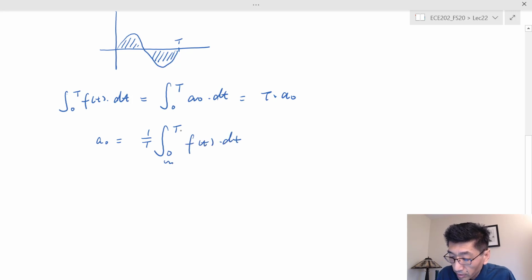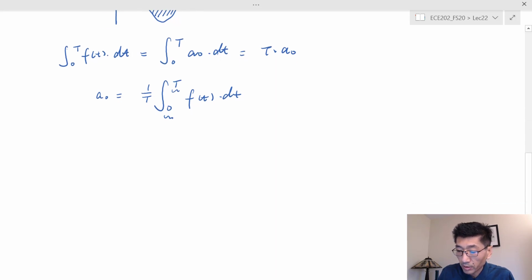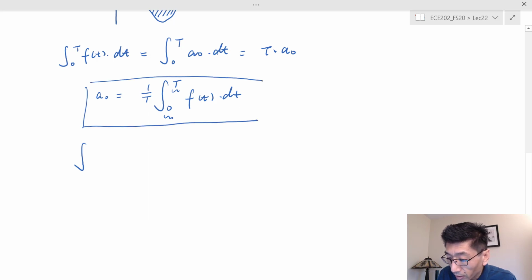The DC component is 1 over T times the integral, which just averages this waveform over a fundamental period. For the upper and lower limits, we could choose any starting and ending points as long as we stay within one fundamental period. Sometimes it's more convenient choosing from 0, sometimes more convenient choosing other numbers. In the next example, we're actually going to choose a different number from 0. So this a0 is very easy to find.